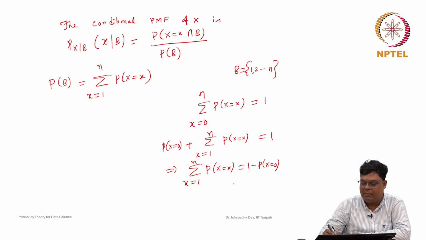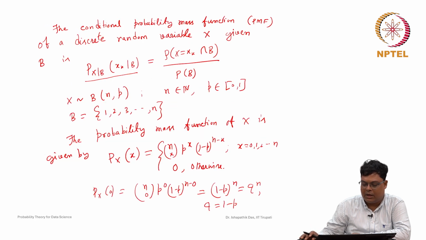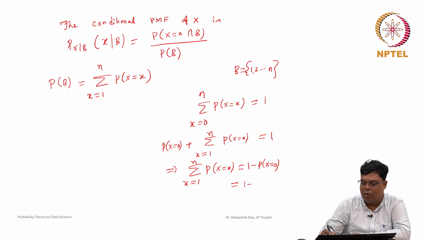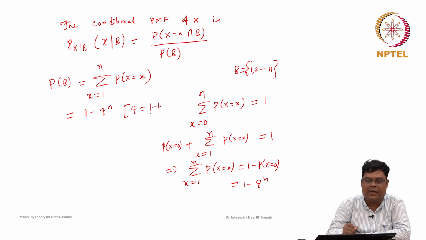So this is nothing but the probability that x is 0, which is q to the power n. So the probability of b is equal to 1 minus q to the power n. Now the probability of x equal to x for x from 1 to n is 1 minus q to the power n, where q is equal to 1 minus p.